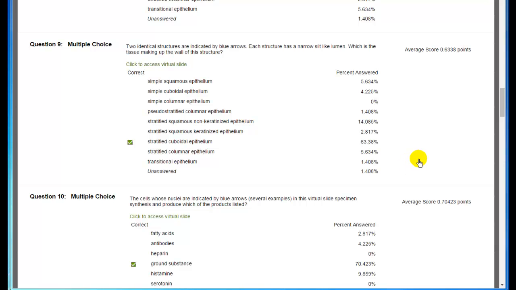It asks you to identify structures. Two identical structures were indicated, and each structure has a narrow slit, and the correct answer was stratified cuboidal epithelium. Now, 14% of the class felt it was stratified squamous non-keratinized epithelium, and then we had a distribution of other incorrect answers.